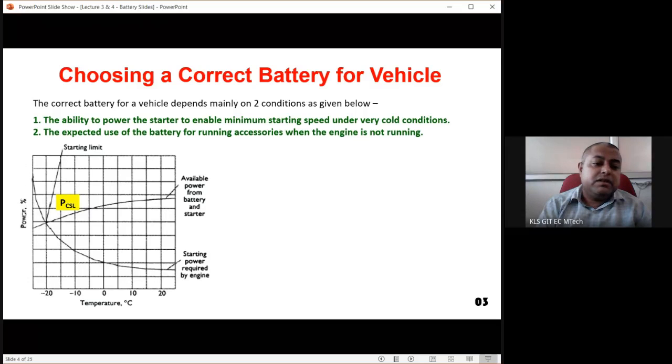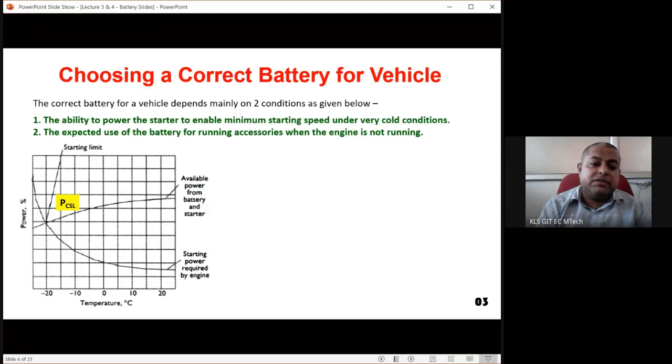That means whatever power is required for starting, that much power is not supplied by the battery, or the battery cannot supply that much power. So at -25 degrees, the car cannot start in the cold. Cold starting cannot occur at -25 degrees. But cold starting can occur at -20 degrees, because at -20 degrees the battery is giving almost 50% power for the cold start power, PCSL. So this is the starting limit, this is the crossover point. Wherever these two graphs are crossing over, that is the minimum temperature at which the car can start.